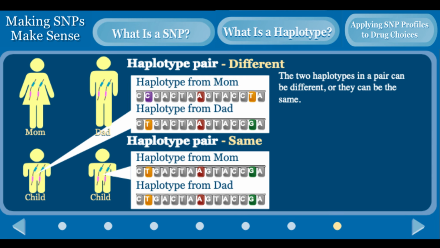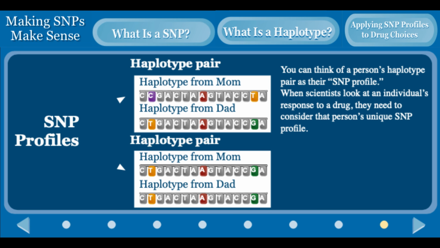Depending on what your parents pass down to you, your haplotype pair can take two forms. It can be different, like in these two loci, or it can be completely the same as we see in this picture. If both parents pass down the exact same sequence, your haplotype pair will be completely identical. Ultimately, you can think of an individual's unique haplotype pair as their personalized biological SNP profile.